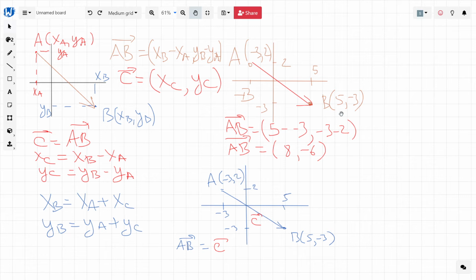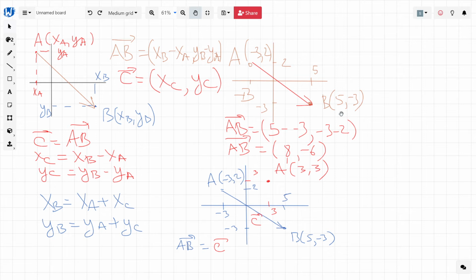But now let's pick up another point. Let's pick a point, let's say 3, 3. And let's call it A prime. It's my new point, 3, 3. And that's where I'm going to start my vector. And I'm saying, well, what if I use the same vector C, but I start from point A prime? So what do I need to do to find the end of this vector?